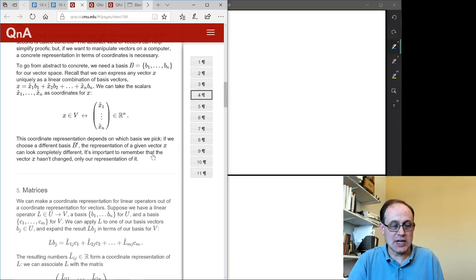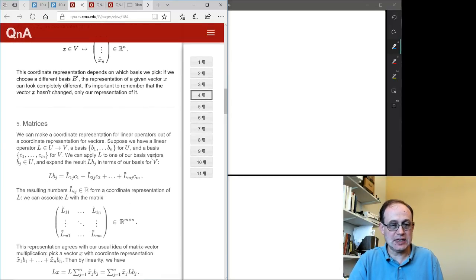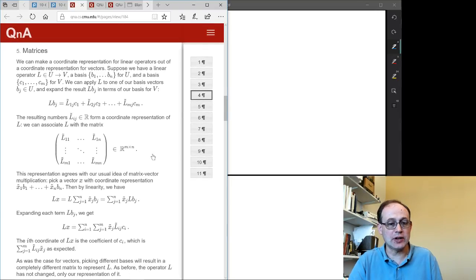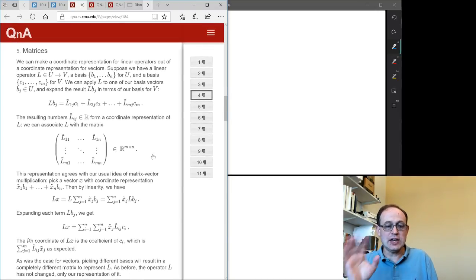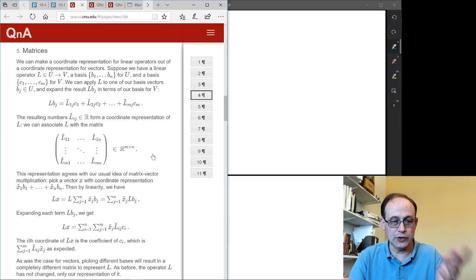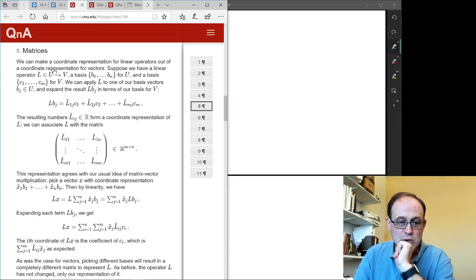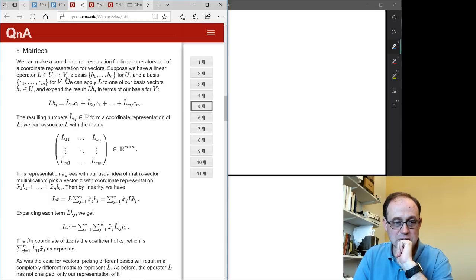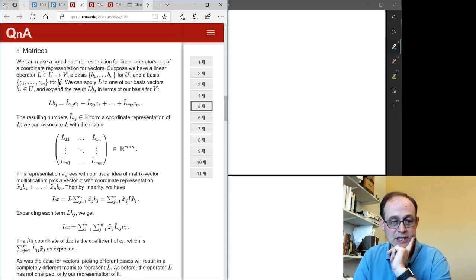So in addition to representations of vectors, it makes sense to have a coordinate representation for linear operators. And it turns out that we don't have to do this separately. Once we've fixed coordinate representations for our vectors, that tells us what coordinate representation to use for our matrices. And so let's work through that. So we have two vector spaces, U and V, and we have a linear operator L that maps from U to V. And we have a basis for U and a basis for V, and we're going to call B1 through Bn the basis for U, and C1 through Cm, right, the basis for V. They don't have to be the same dimension.